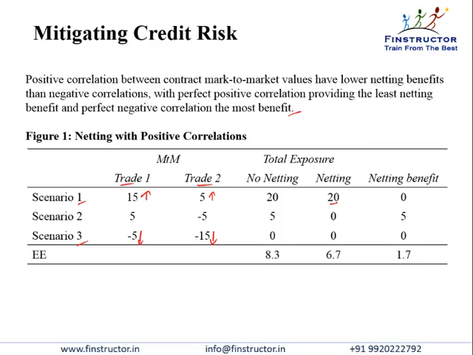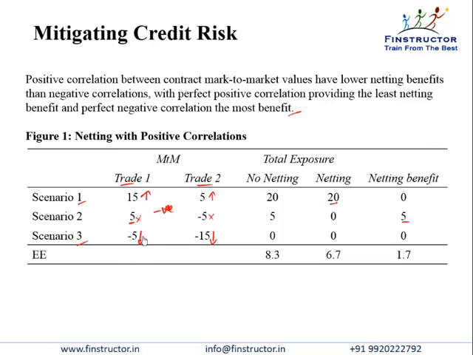In scenario 2, where there is actually a perfect negative correlation or a high negative correlation, we see when trade 1 is in the money, trade 2 is out of the money. Hence now we will realize significant netting benefits. So the total exposure without any netting would be $5. That is the gain that I have. Remember, exposure is always the positive part of the trade. And with netting, the exposure becomes 0, because in case of any default, I will not receive my $5, but I will not pay the $5 that was due from me as well. So the netting benefit is $5.